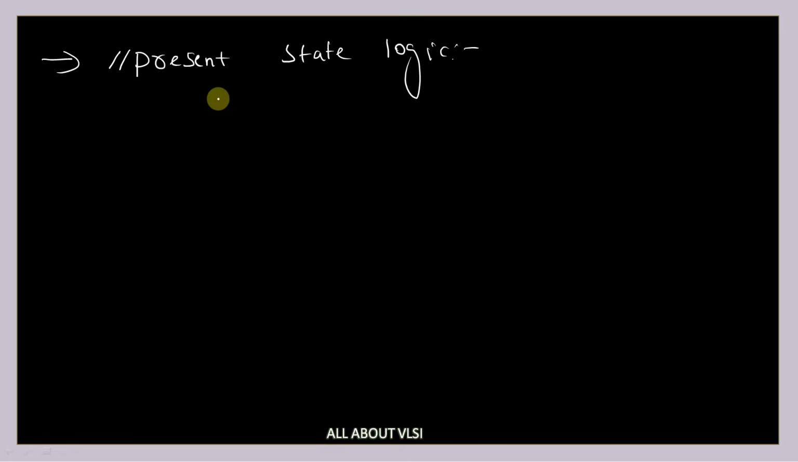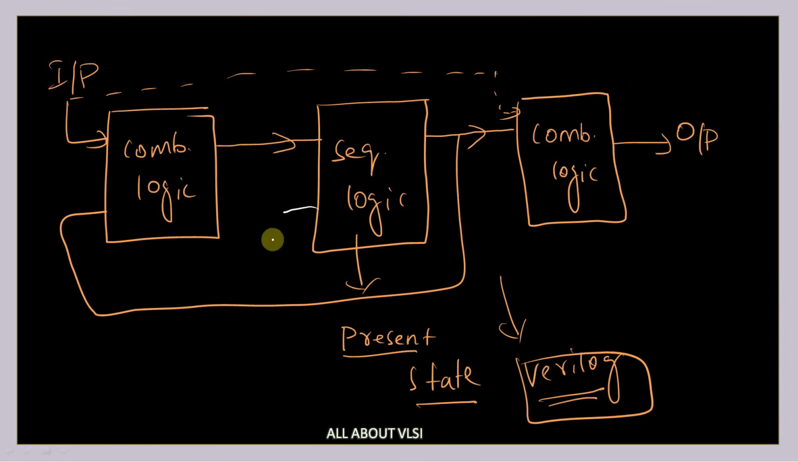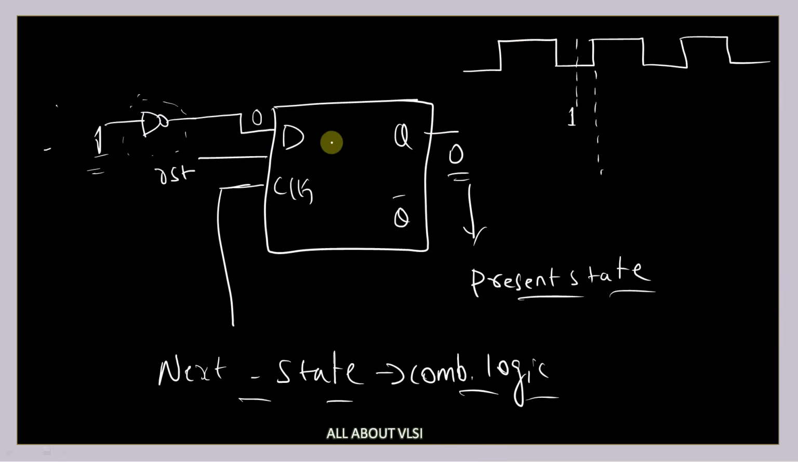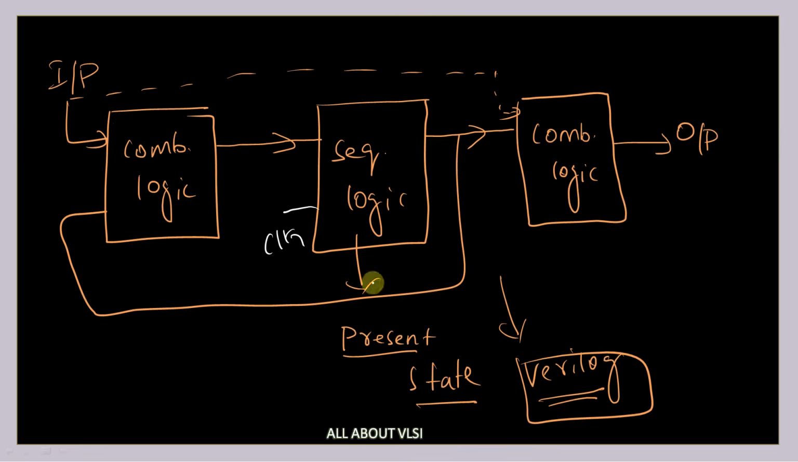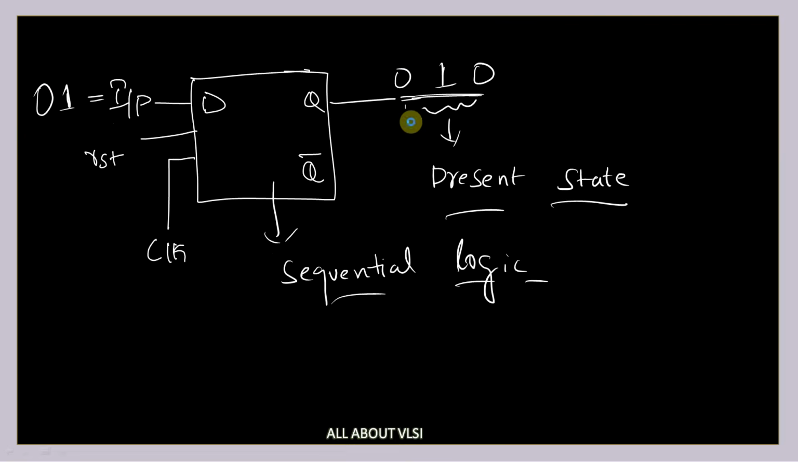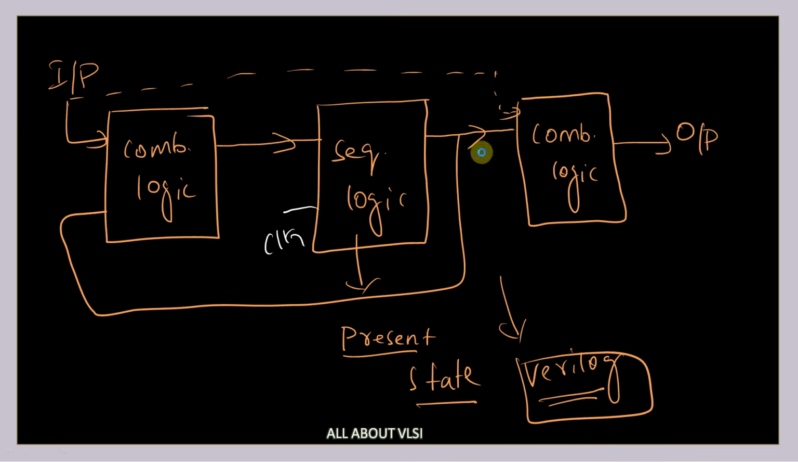Present state logic is a sequential logic. Why is present state logic a sequential logic? The reason I have explained previously. You can see from here also: your present state is determined by your flip-flops, which are your sequential blocks. So that's why your present state logic is a sequential logic.